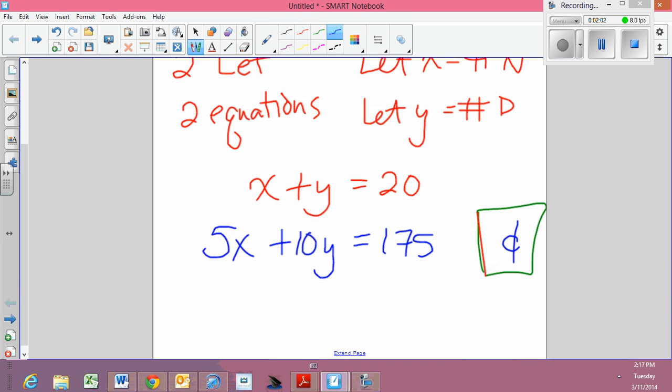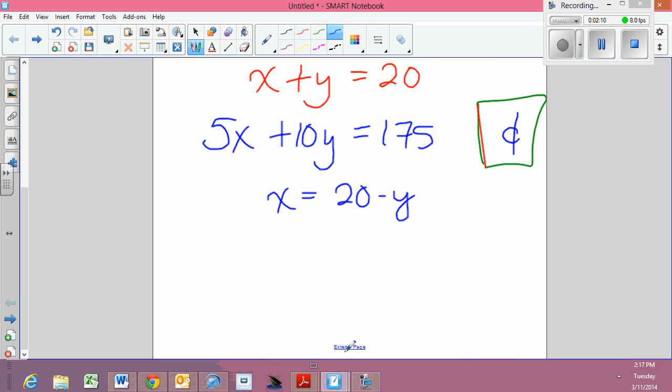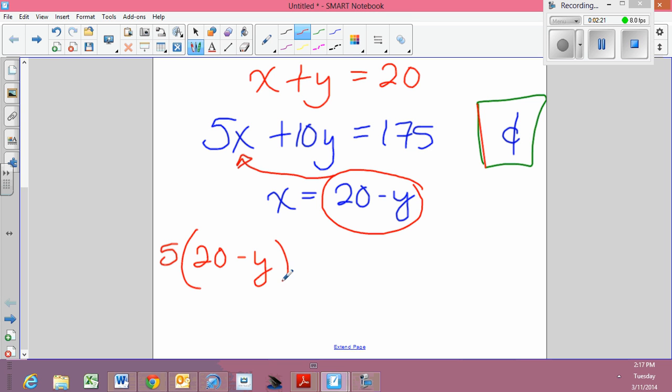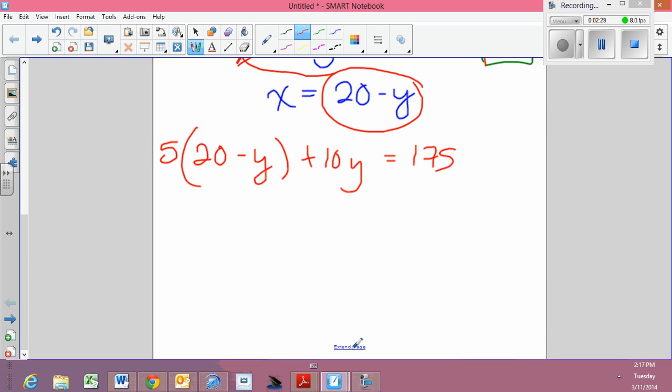So if I take my top equation, pick a variable, I'll choose to get x alone. So I'll rearrange the top equation so that x equals 20 minus y. Then I'm going to take this quantity and substitute that into my other equation, 5x. So 5 times the quantity, 20 minus y, plus 10y, equals 175. And now I just need to solve. It's an equation in one variable, and that's easy to solve.